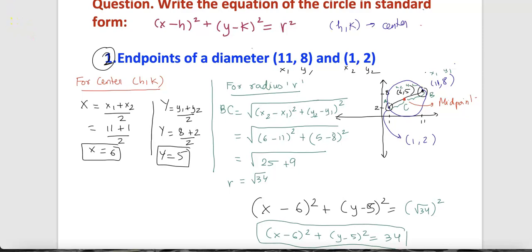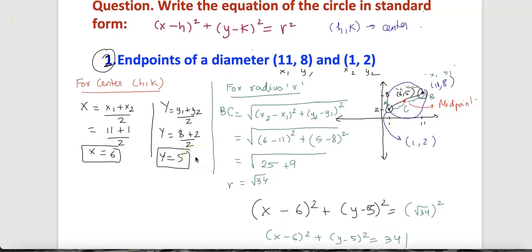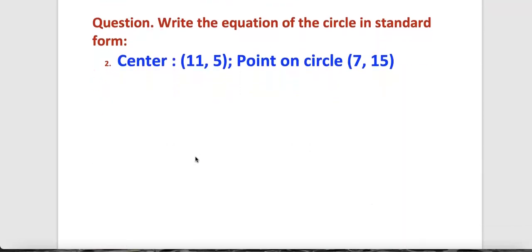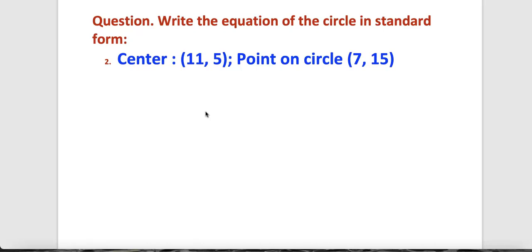So that's your answer. I hope you are enjoying this concept. Let's move to the next problem. Now the next problem is a similar one. It says write the equation of a circle in standard form, and they give you center is (11, 5) and a point on the circle is (7, 15).